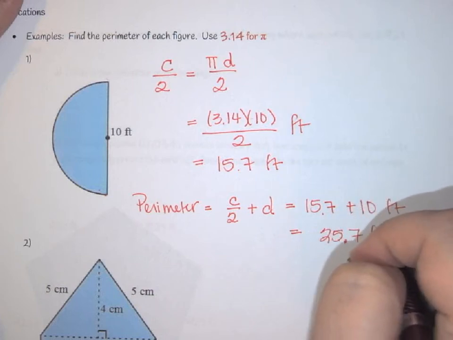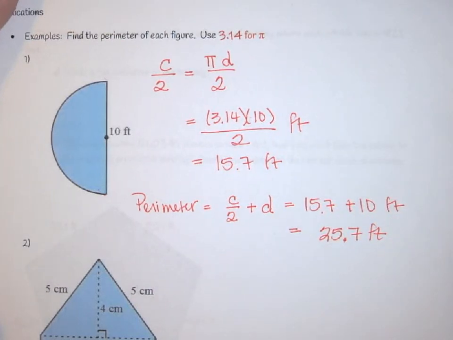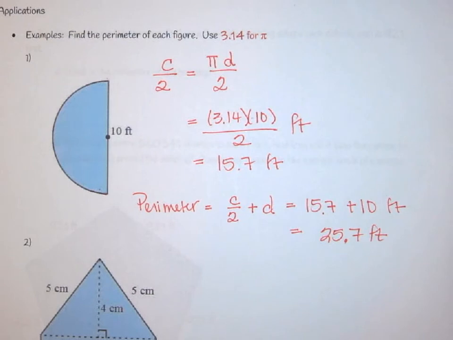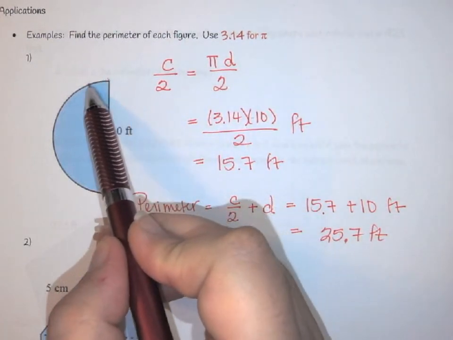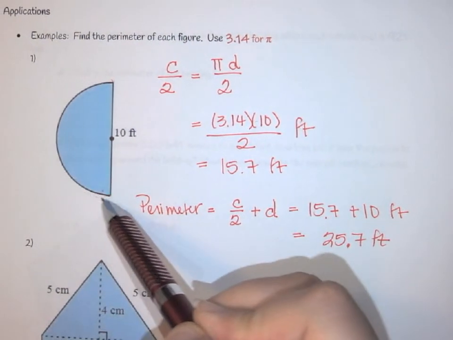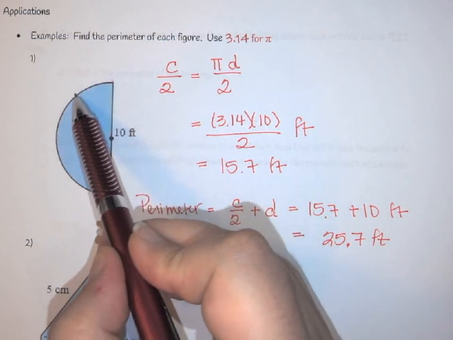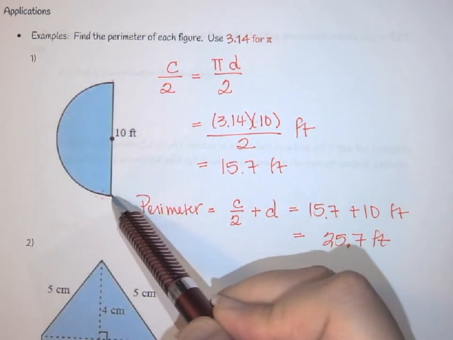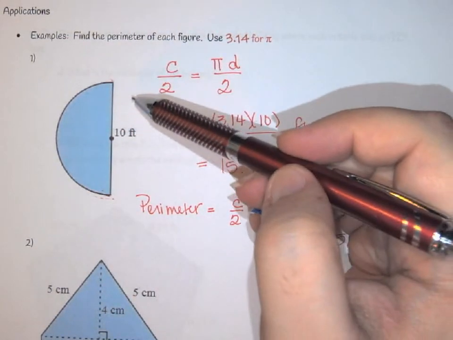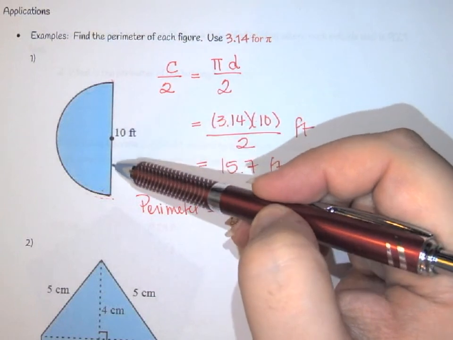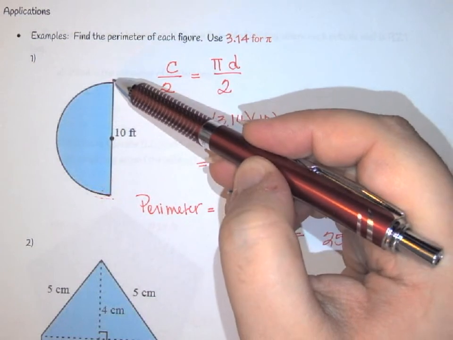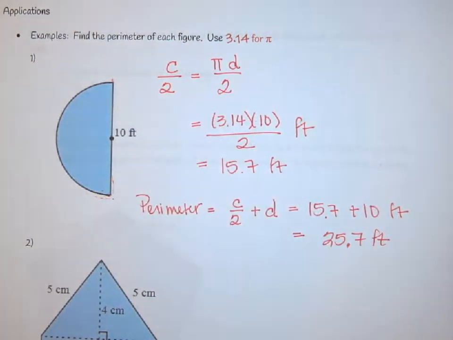25.7 feet. Okay, and again, remember the reason for that is because circumference is the outer part of a circle, which means all we found with your circumference was this piece out here. To find the perimeter, we still have to add this center piece, or this diameter piece here.